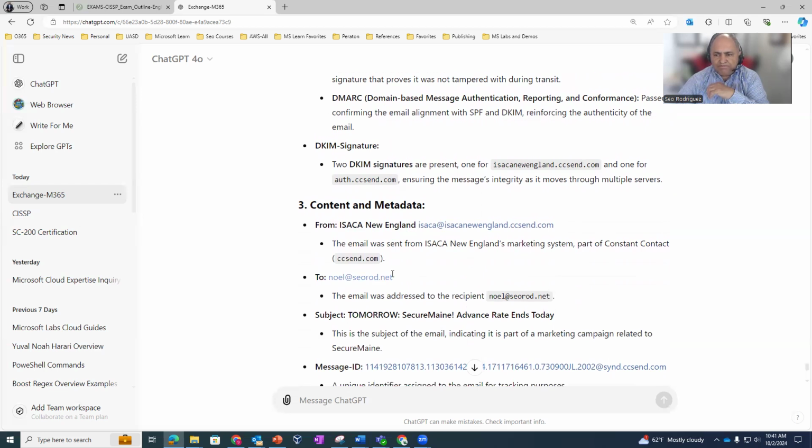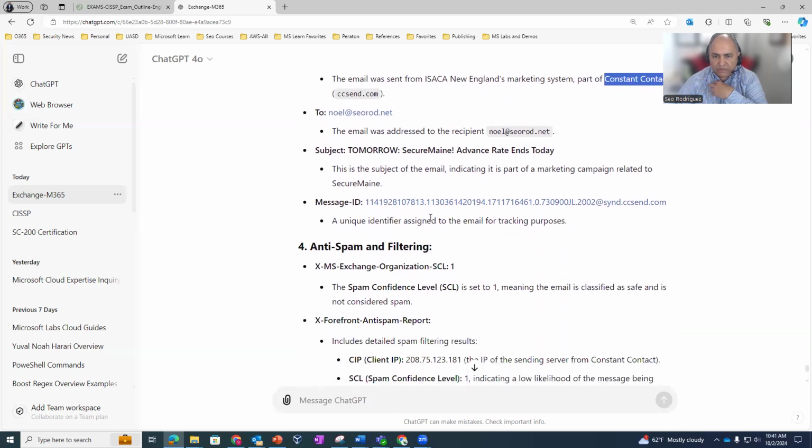So this is the company, but it looks like this company uses Constant Contact, which is a very popular marketing company that is used to send emails. And in many cases, this email could be seen as suspicious if they're not configured properly. Because again, ISACA did not actually send the email. Constant Contact sent it on behalf of ISACA. So ISACA uses this company to send emails.